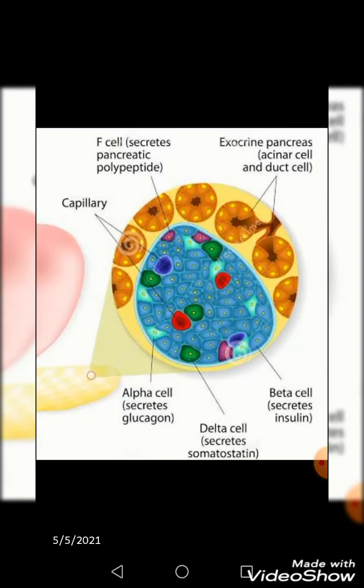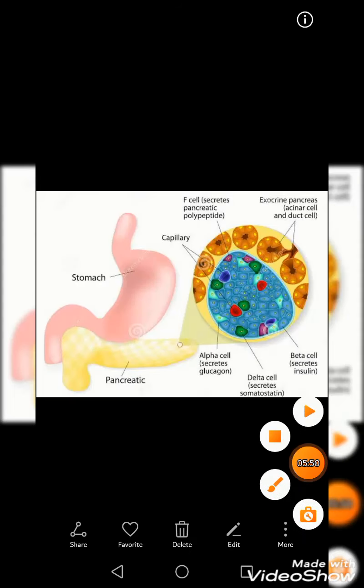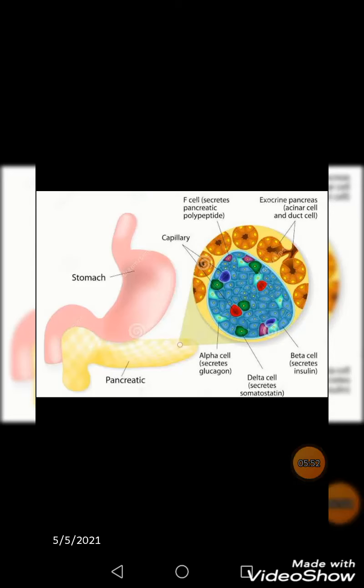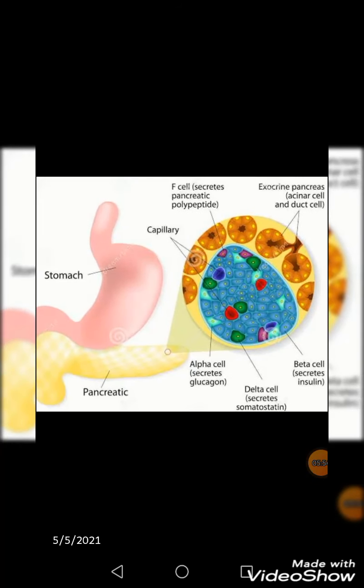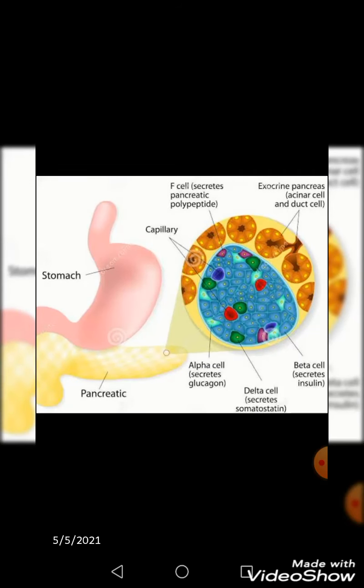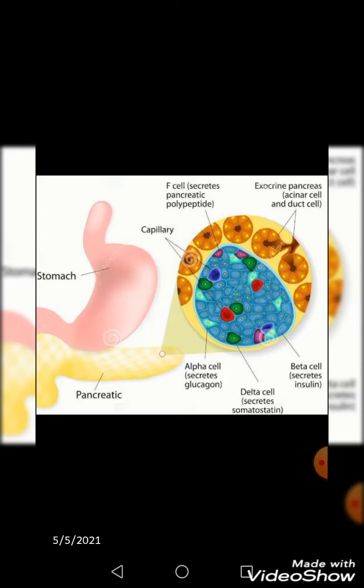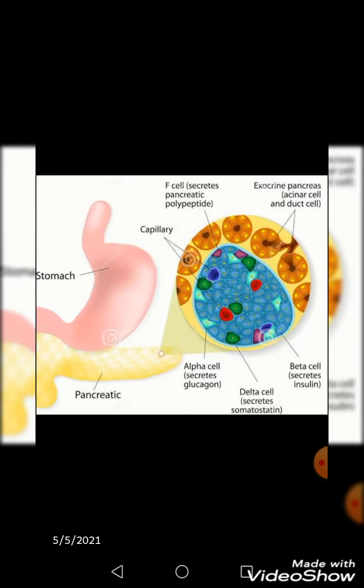So we are now well aware of the cells that are present in your islets of Langerhans. One more thing about alpha cells and beta cells: alpha cells are situated more peripherally in the islets of Langerhans, occupying the periphery of this endocrine area. And what about beta cells? They are located more in the center.